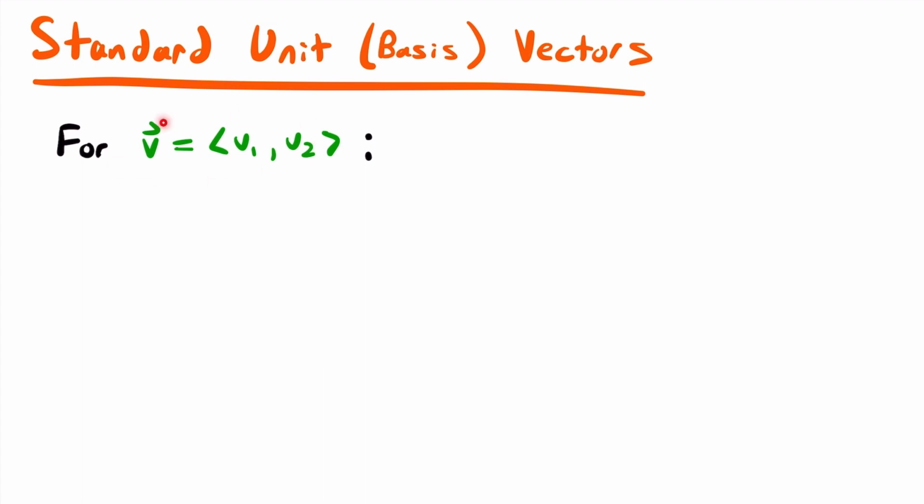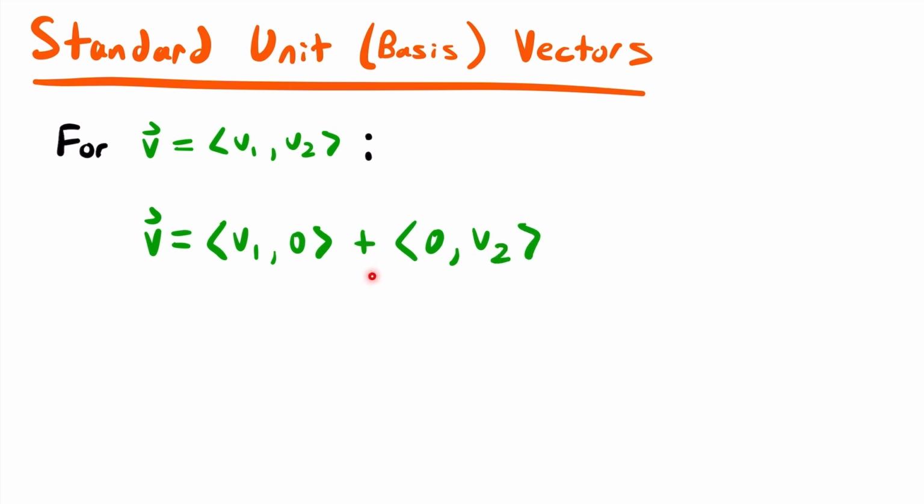Okay, so if we have a position vector v and its components v1 and v2, notice that we could break up this vector into the combination of two vectors using vector addition. And here's what I mean by that. We could say that vector v is equal to vector v1, 0 plus vector 0, v2, right? If we add these two vectors together, we add the x components and the y components, v1 plus 0 is just v1, and 0 plus v2 is just v2. So added together, we would have v1, v2.